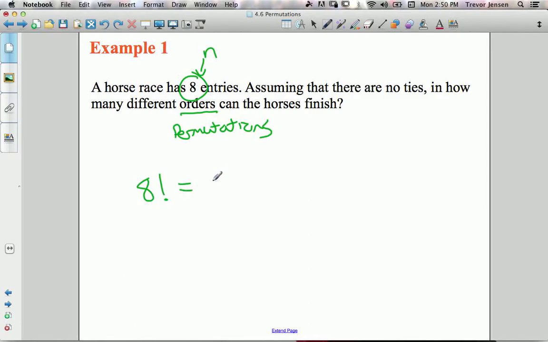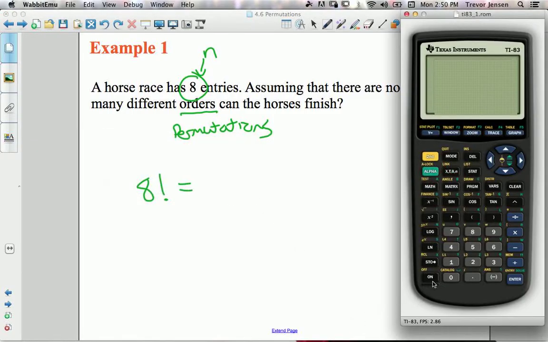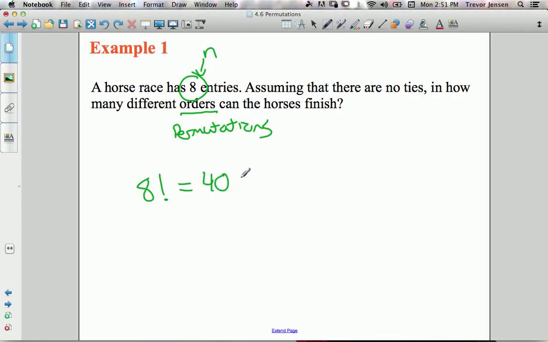And what's 8 factorial? That's 8 times 7 times 6 times 5 times 4 times 3 times 2 times 1. Now, you probably don't want to type all of that in on your calculator, so I'll show you the shortcut. If you want to type a factorial on your TI-83, just type 8, math, go over to probability, and number 4 is the factorial button. 8 factorial is equal to 40,320. So there are 40,320 ways that the 8 horses can finish. Those are the different ordered arrangements of the 8 horses.